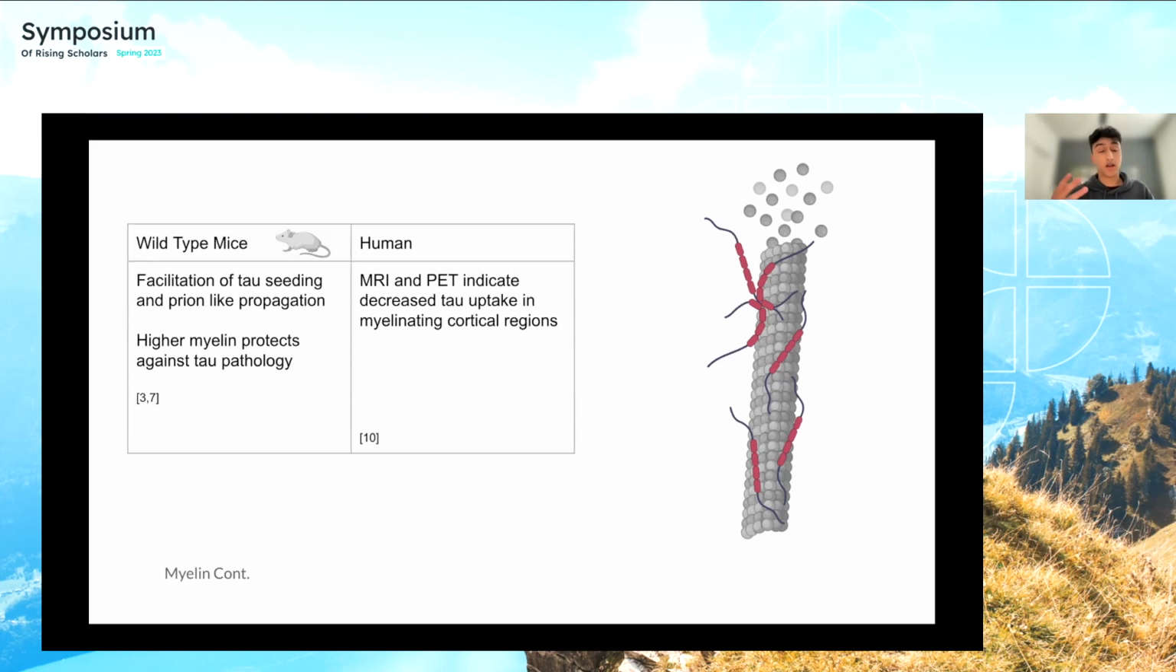Also, it found that higher myelin amounts protect against tau pathology, which makes sense because they're protecting the axons of the neurons. So these tau molecules bound to these microtubules can't really get hyperphosphorylated, and so they're able to still tightly bind those microtubules. Then lastly, in humans, MRI and PET imaging indicates that there was decreased tau uptake in myelinating cortical regions.